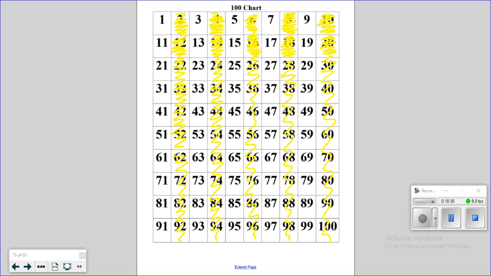Sean mentioned that every product of 2 is going to be even. Did you color in any odd numbers? No, they are all even numbers. Because they're always going to have a buddy. They're always going to have a pair.